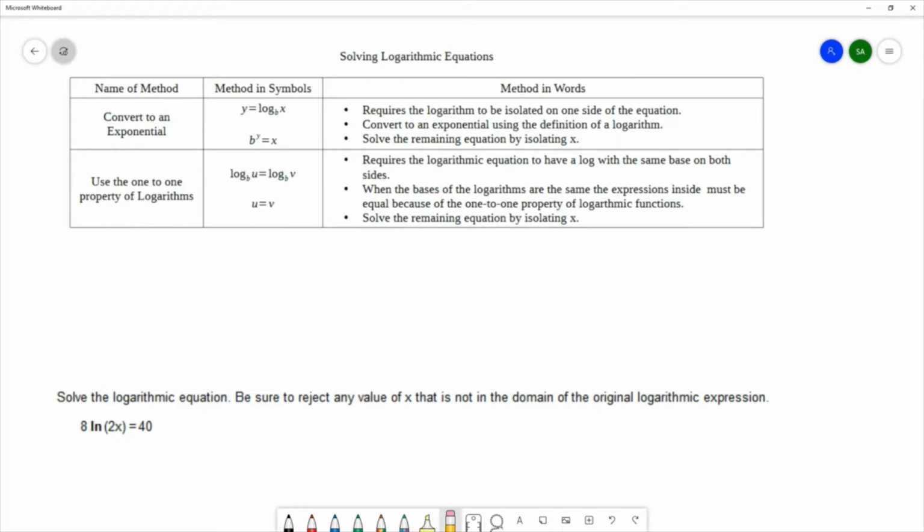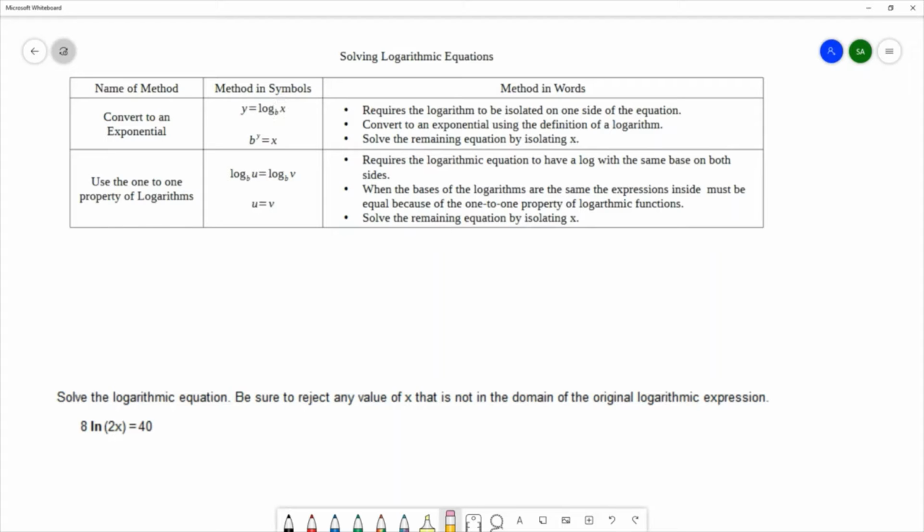If we look at these two methods, let's take a look at the requirements. The first method requires the logarithm to be isolated on one side of the equation, as we have in the symbolic way right here. A log isolated on one side of the equation. If we look at our equation, we do have a log only on one side. However, it's not isolated because of this 8. So we'll most likely be using this first technique to solve the equation.